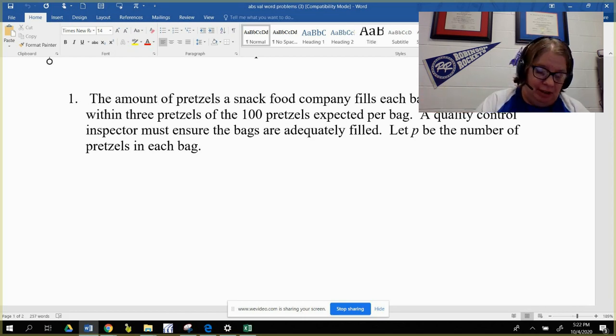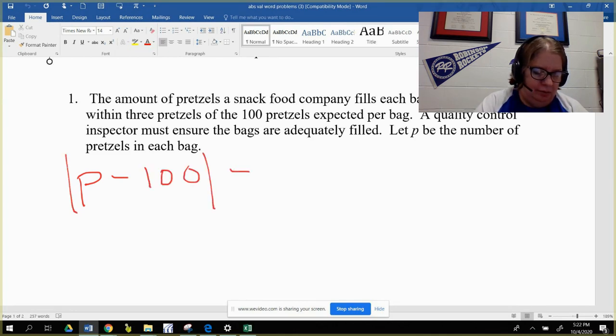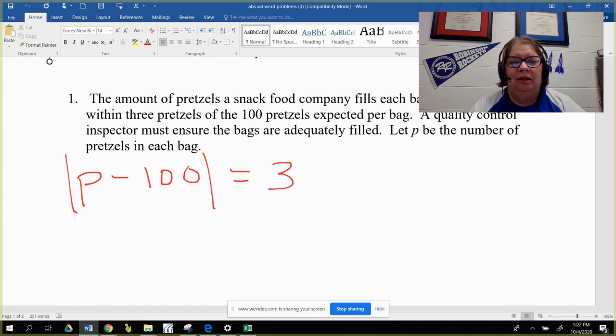So we talked about last week that we would write that equation as the absolute value of the difference between the number of pretzels and the expected number equals 3. And we put the absolute value because that indicates that this difference can be 3 over or it can be 3 under. Okay, so that is called formulating the equation when you take the word problem and turn it into an equation. Where did the P come from? P is the actual number.